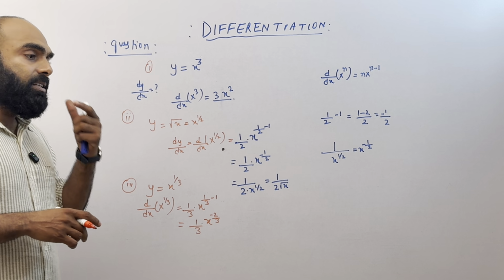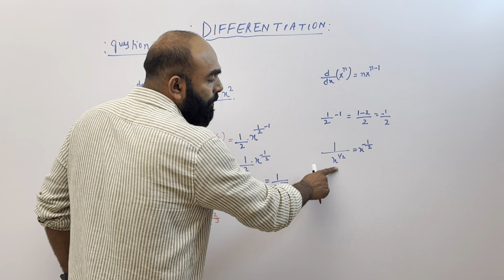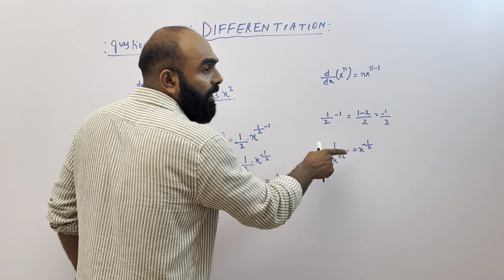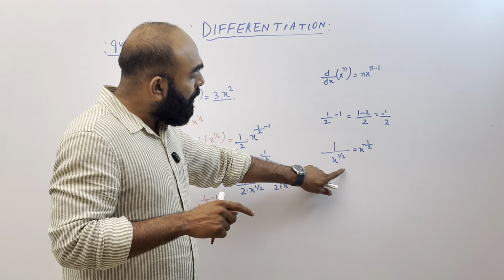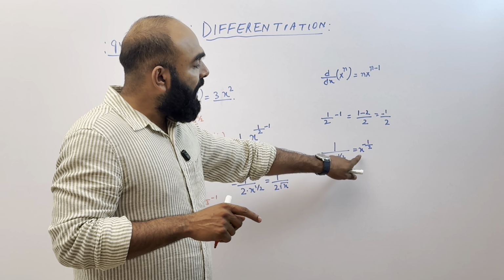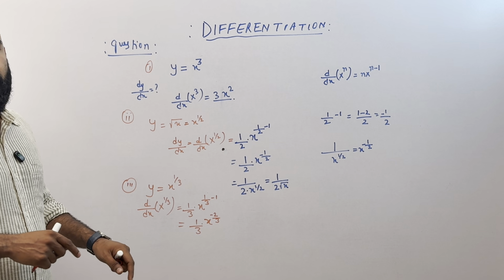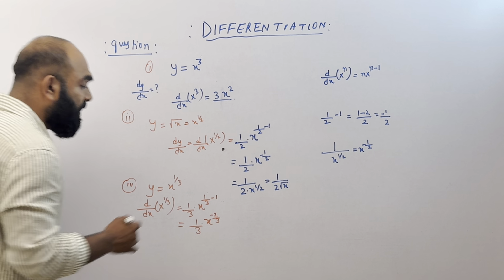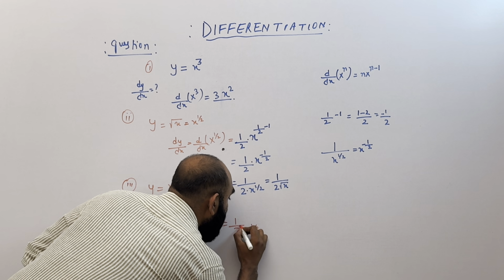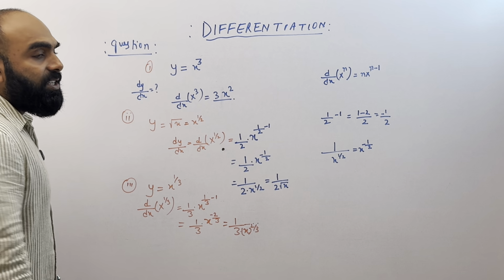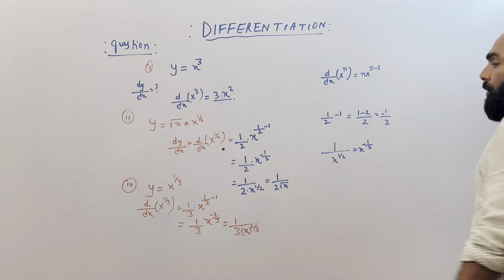If any function is in the numerator, like x to the power 1 by 2, when it goes to the denominator it is written as 1 by x to the power 1 by 2. And if it goes to the numerator, it will be x to the power minus 1 by 2. Same here: if it is in the numerator part, it will come in the denominator. I can write 1 by 3 into x to the power 2 by 3, and that is in the denominator part. And this is your answer: 1 by 3 into x to the power 2 by 3.